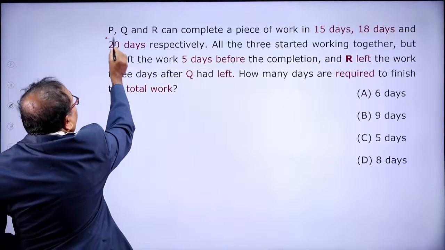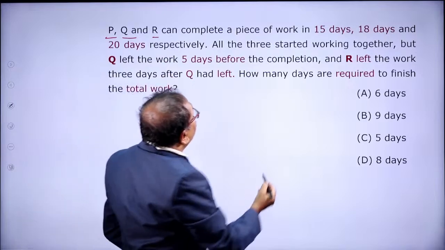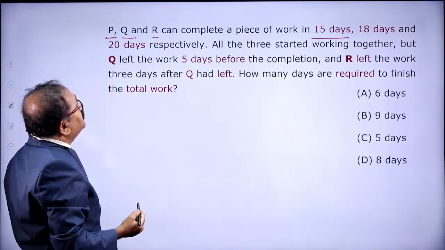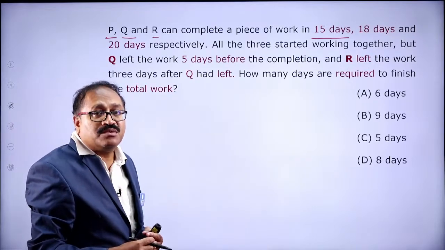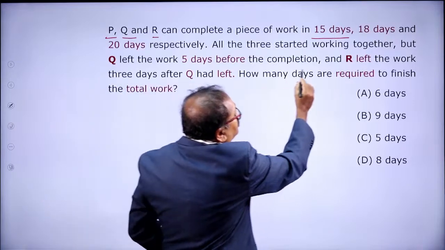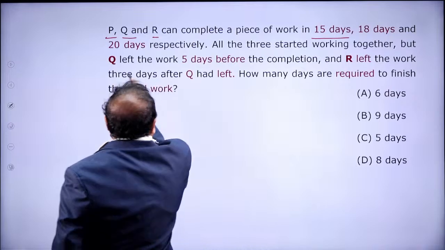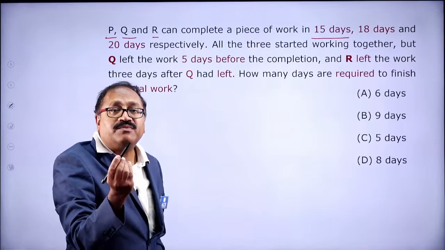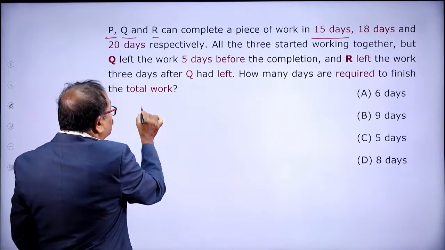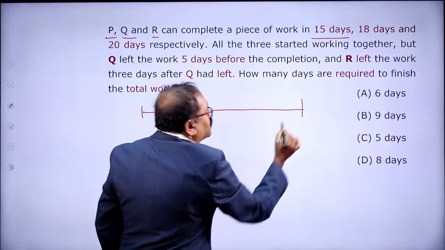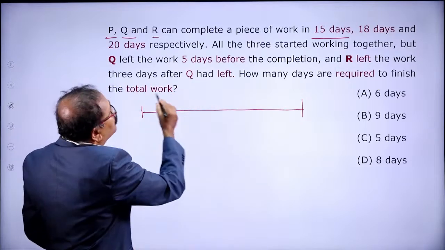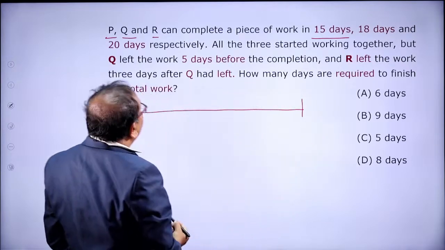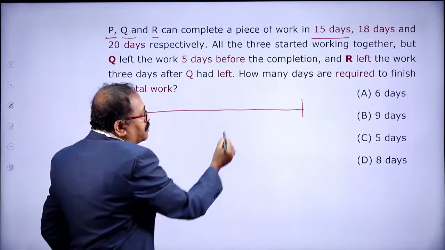What is this question? P, Q and R can complete a piece of work in 15 days, 18 days and 20 days. The total work will be the LCM of these 3 numbers. All of the 3 started working together, but Q left 5 days before completion of the work. So suppose this is the total time. Who has left here? Q left 5 days before completion of the work.